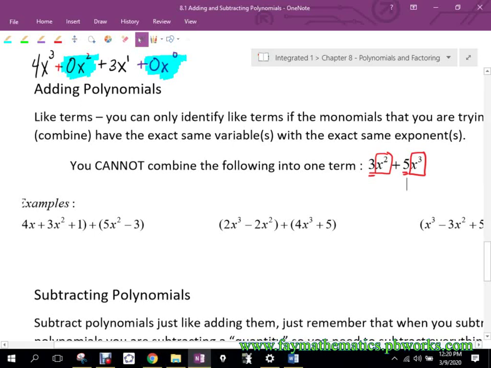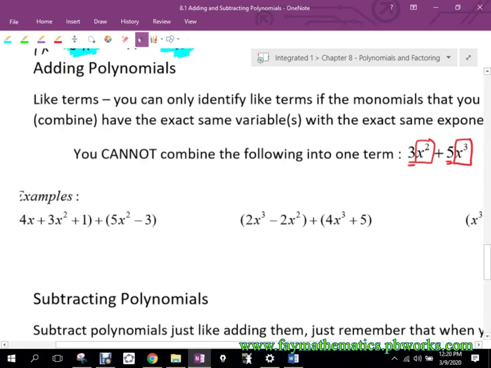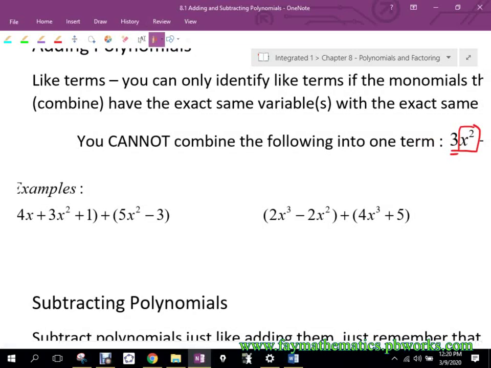Okay, so is everyone on the same page there? The variable and exponent tell you whether you can combine them or not. So let's look at this example here. The printer cut off a parenthesis here, so you might want to put that parenthesis in.